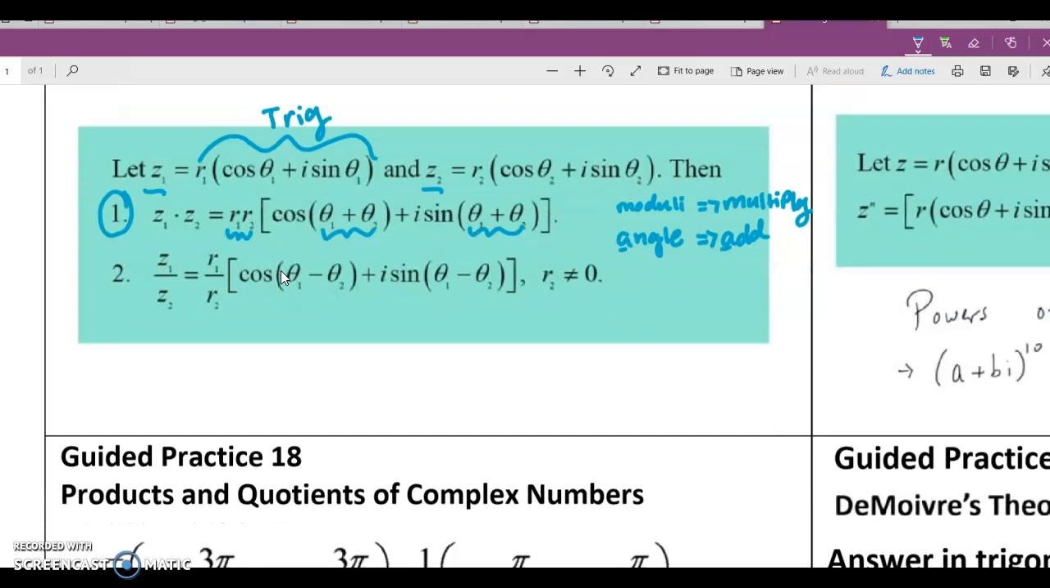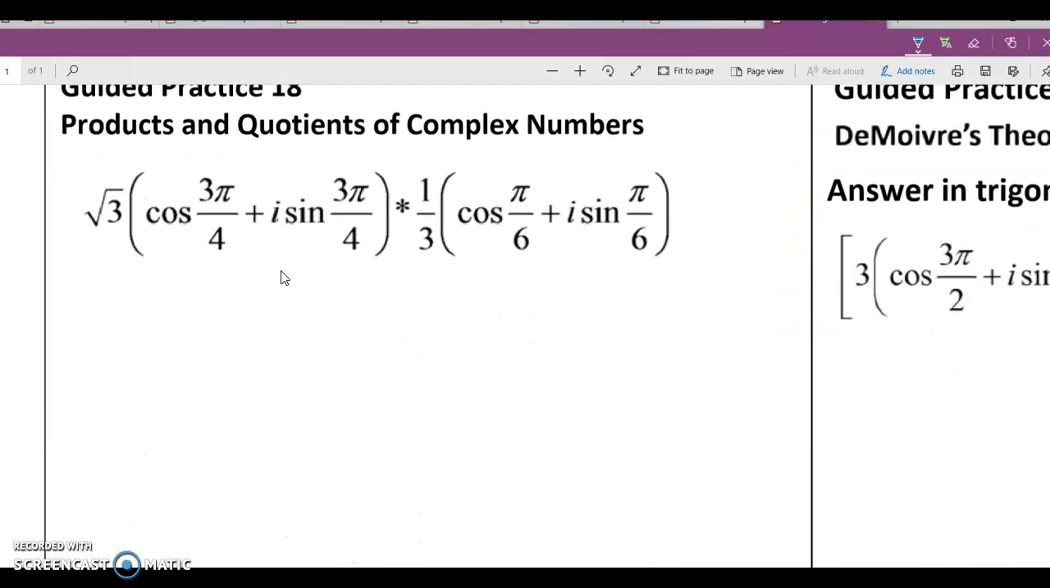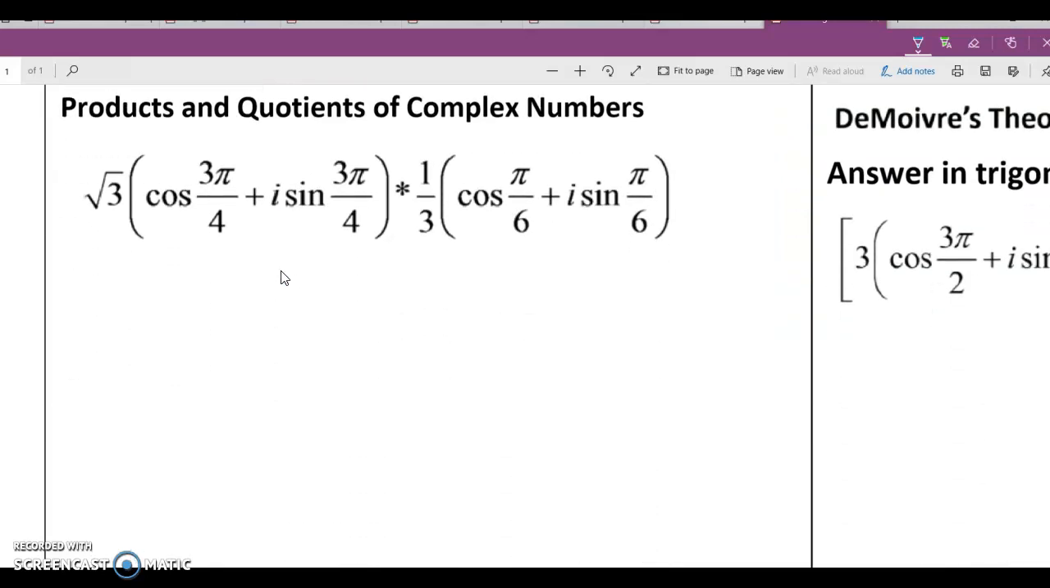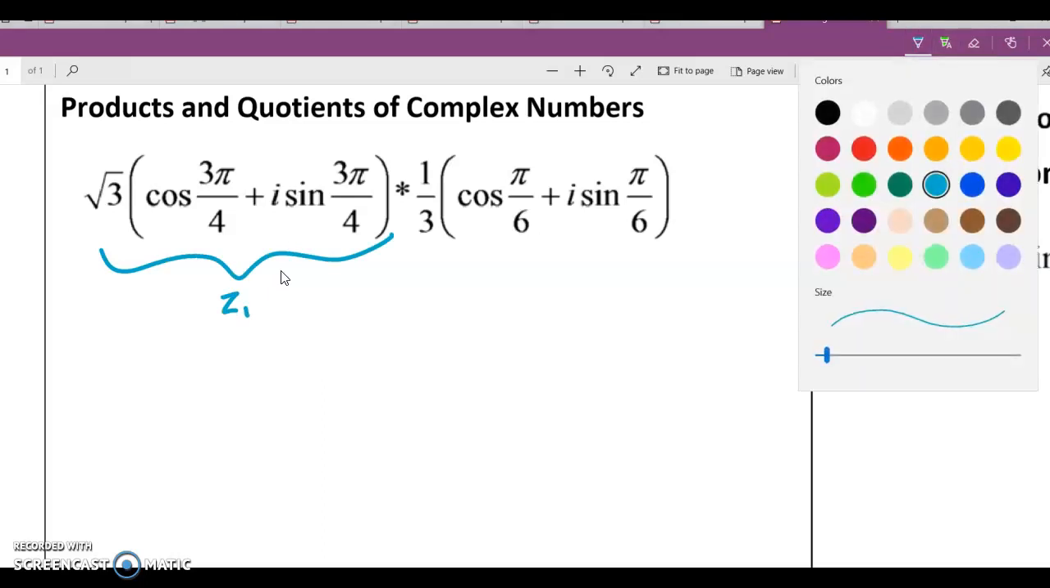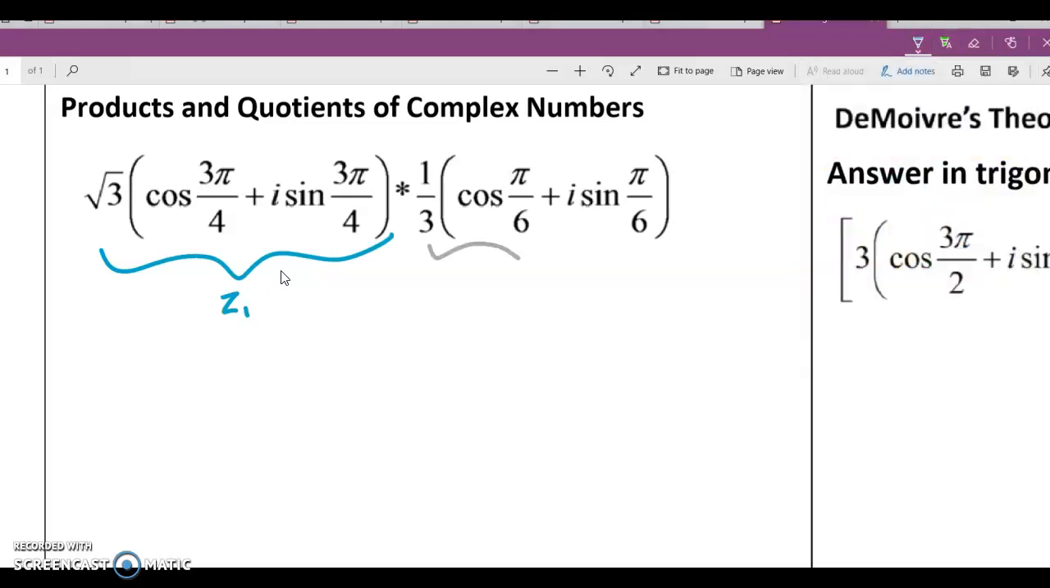And then if we have division here, it's the same concept. We just divide our radii, or our moduli, and then we subtract our angles instead. So working through an example of this, we have two complex numbers being multiplied. So this right here is our z sub 1, and this right here is our z sub 2.